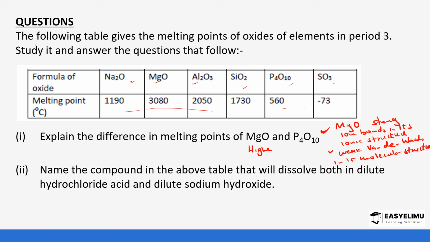And then, name the compound in the above table that will dissolve both in dilute hydrochloric acid and dilute sodium hydroxide. That means you're being told to identify a compound that is amphoteric in nature. And we said the one that is amphoteric in nature is aluminium oxide. So the answer will be aluminium oxide.